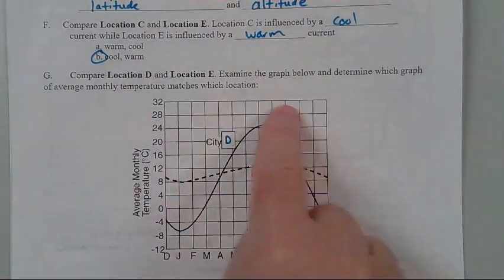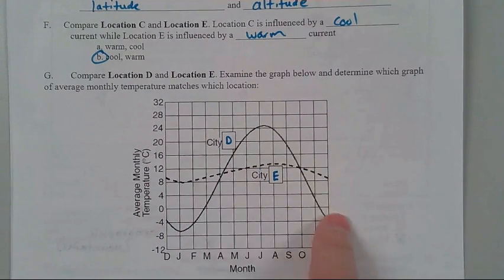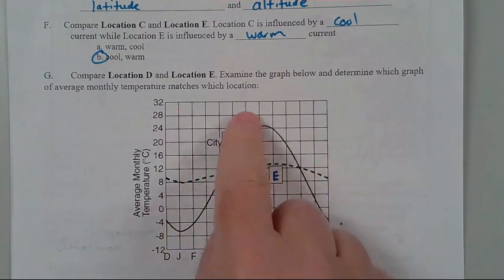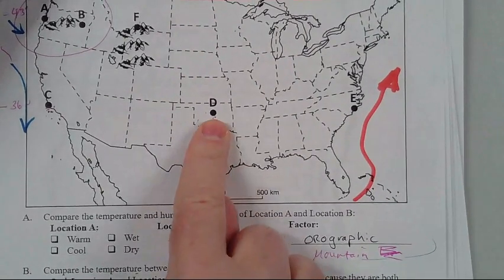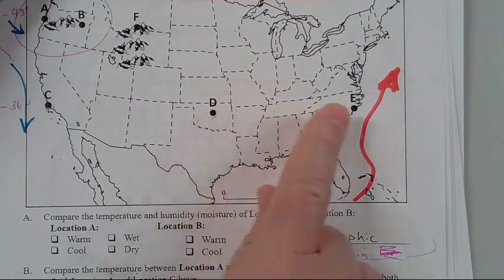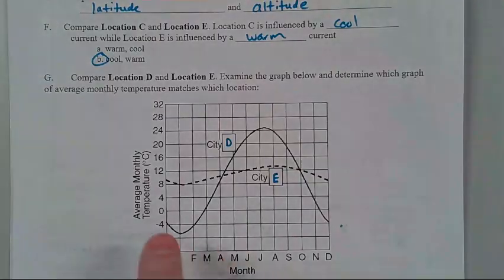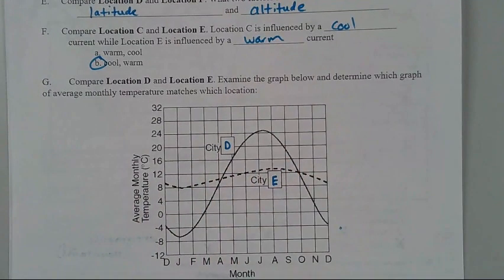Question G, label this diagram. We see that the most extreme temperatures is the bold line. You're going to put answer D in that box because D is in the center of a continent, whereas E is on the coast, which would have more moderated temperatures.